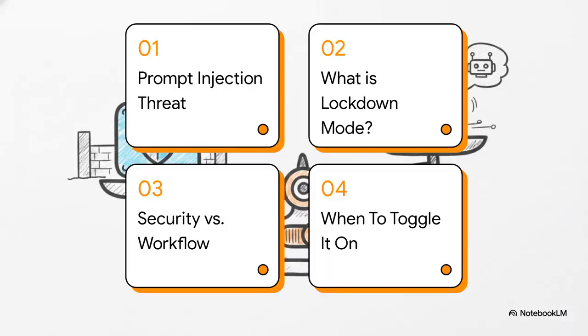So here is our roadmap for today. We're going to hit 4 key areas. First, the prompt injection threat. Second, what exactly is lockdown mode? Third, we'll weigh security against workflow efficiency. And finally, number 4, when to actually toggle this thing on. Don't worry, we're going to objectively weigh the awesome security benefits against the practical costs of losing those AI capabilities.